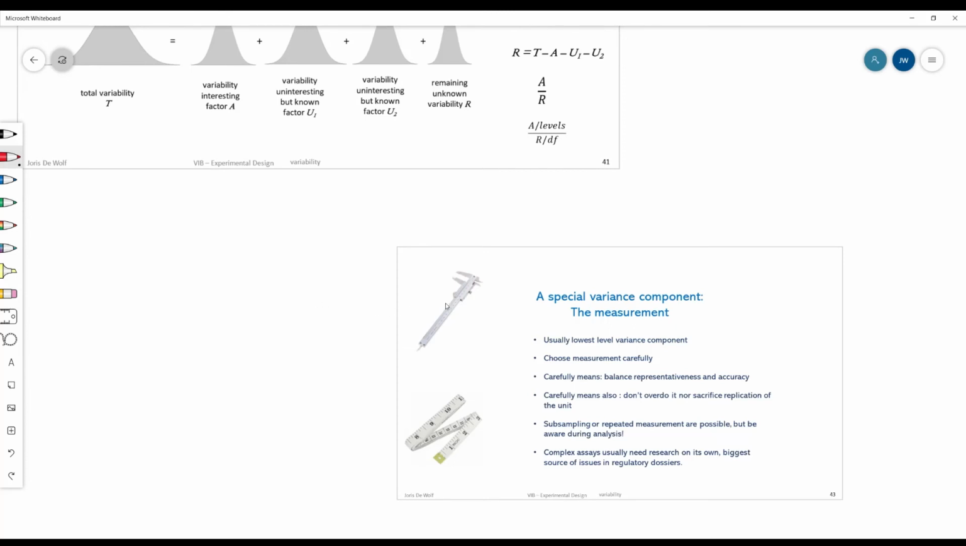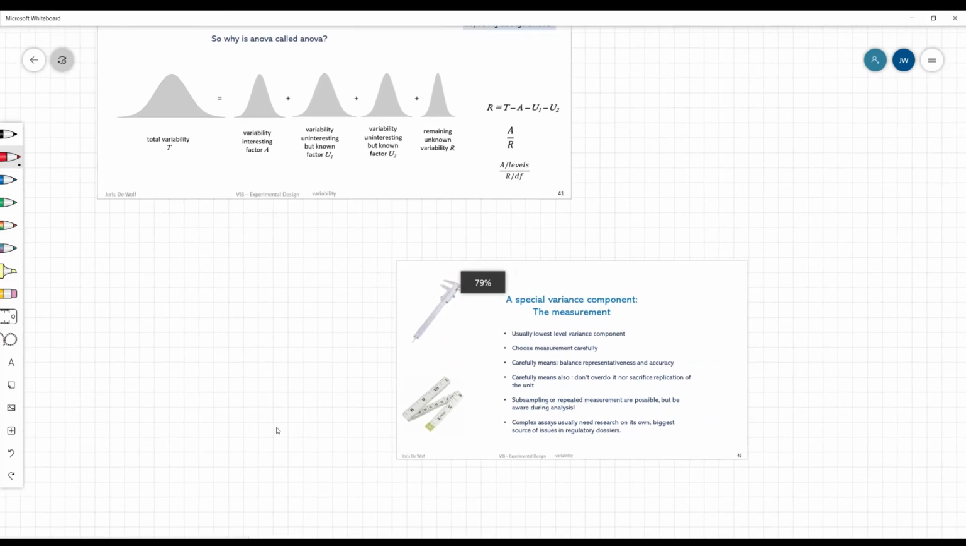It may be that your measurement is so complicated, so complex, so destructive, so unethical that you're not capable of doing lots of observations. In that case, a quick and dirty measurement may actually do a much better job than a precise one. So make that decision consciously.